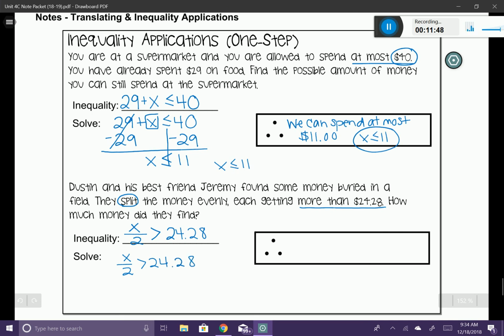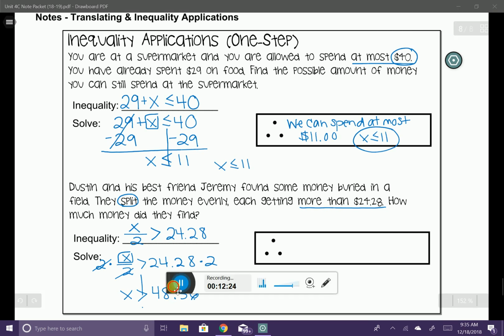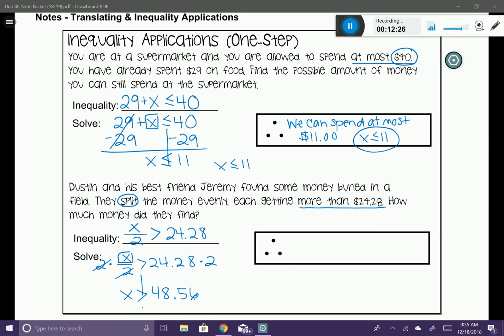To solve this inequality, we're going to box our variable and draw our line. It looks like right now x is being divided by 2. So we're going to do the opposite operation, and multiply it by 2. On the left side, those 2's are going to cancel out. And we're left with x is greater than, now feel free to use your calculator, 24.28 times 2, which is going to leave us with $48.56, I'm sorry. So what this means is that both of the boys are going to get more than $48.58.